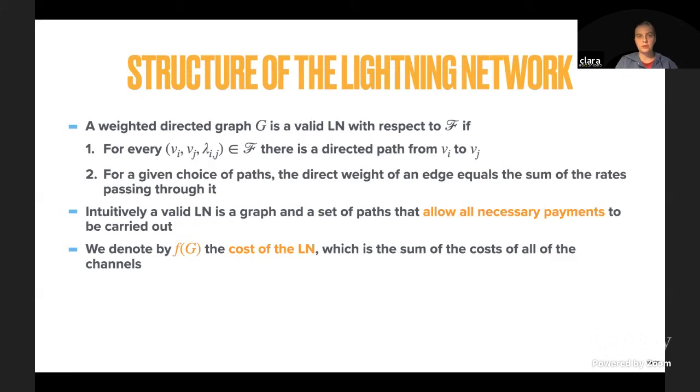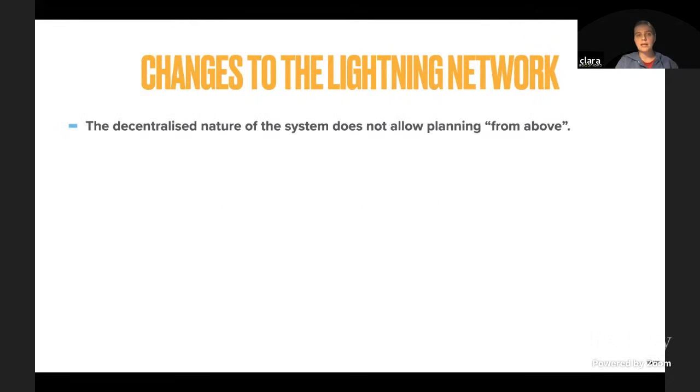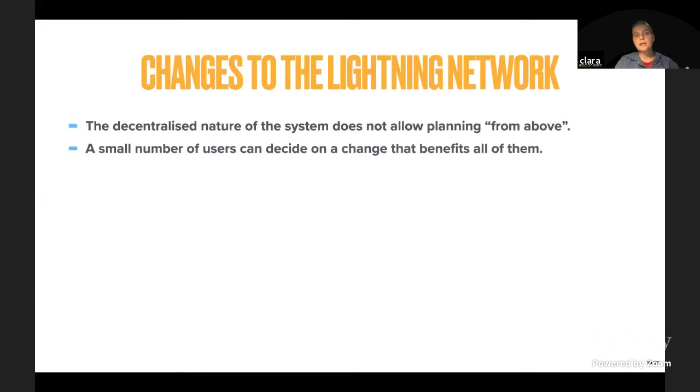So if we're feeling good with all these definitions, we can start and ask ourselves, how do we expect the Lightning Network to evolve in light of the costs of the channels? So the one thing to remember about the Lightning Network is that it's decentralized. Nobody is going to come from above and tell who should open a channel with whom. People are going to open channels with each other at their own discretion, making their own decisions. But if there is some money to be saved, we can assume that a small number of users can decide to change the channels between them if it's going to benefit all of them, or at least not to harm the interests of anybody there.